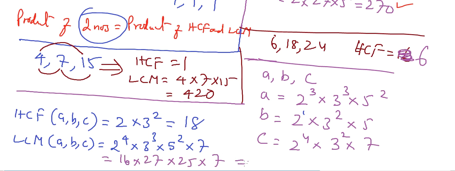So this is what the LCM is. If you multiply, you'll get 75,600. So this is the LCM of these three numbers.